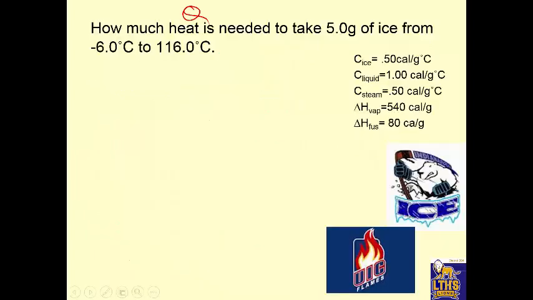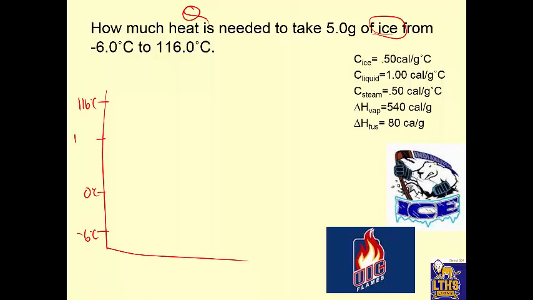All right, how much heat? Look for Q. So we're going to need a graph. On my graph, I'm going to put -6 degrees Celsius and 116 degrees Celsius. But wait, this substance is H2O, right? So I need to go from here to here, but there are two very important temperatures in between this range that I have to consider, the melting point and the boiling point.